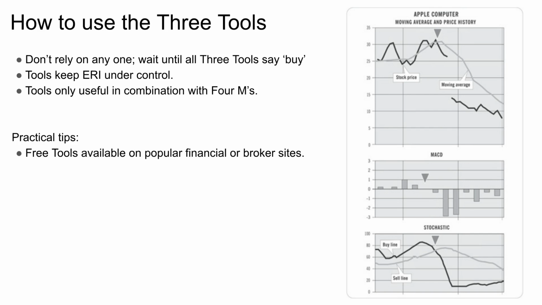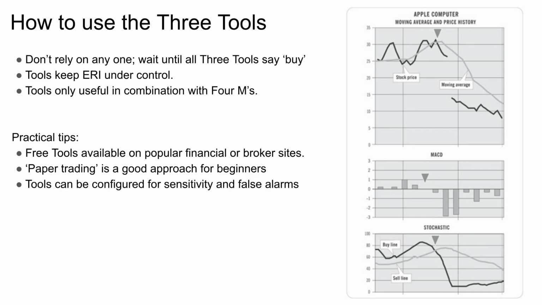Practical tips from the chapter. Use the free tools available on popular financial sites or through your broker. You may need to download the site's advanced charting package or create an account. If you are new, practice paper trading first. Pretend trades to get used to signals and timing. Configure the tools to match your temperament. More sensitive settings give earlier signals but more false alarms. Slower settings reduce whipsaws but can lag.